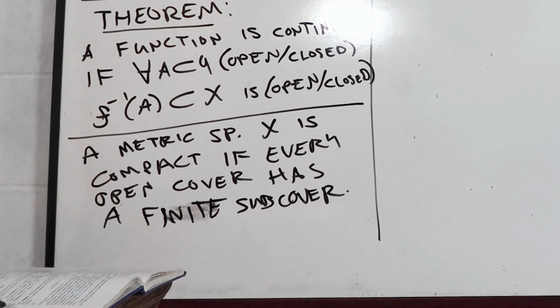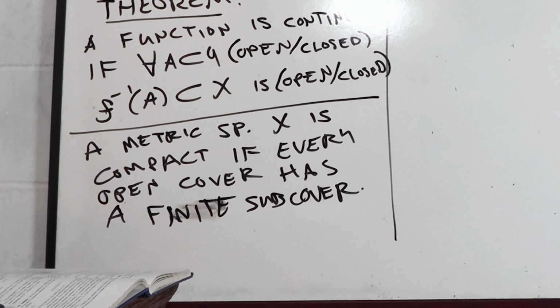Then the set f of X is compact if we can find a finite number of these open sets whose union still has f of X inside. This would be a finite subcover.